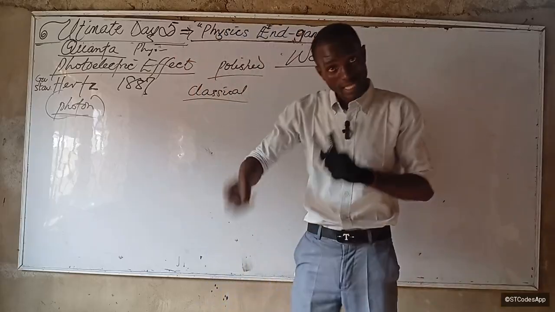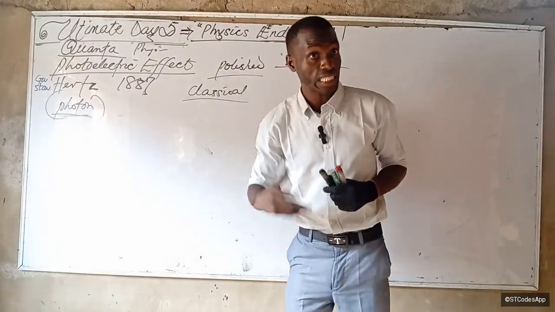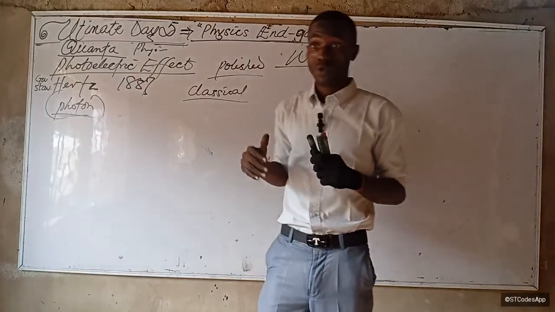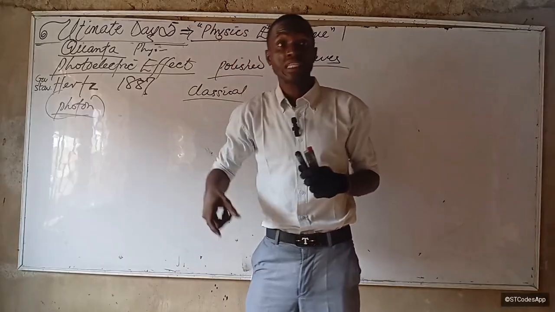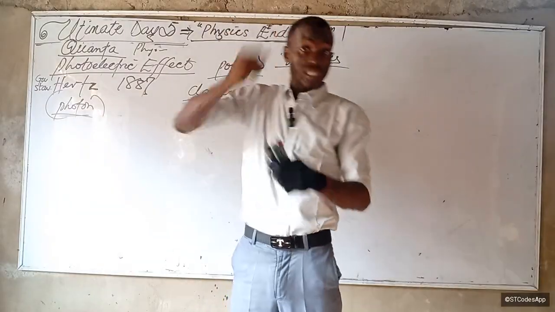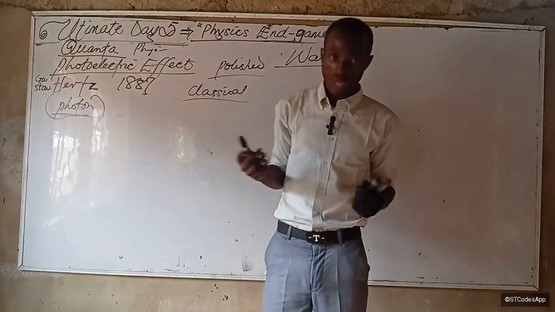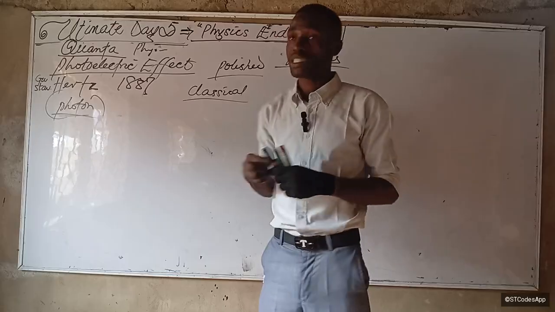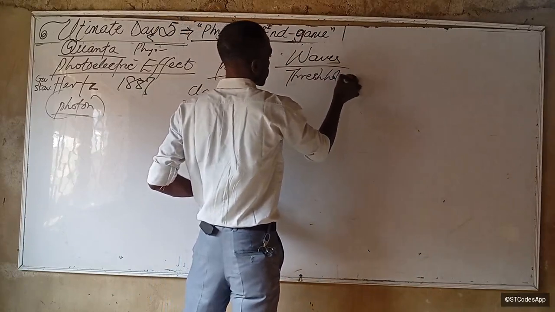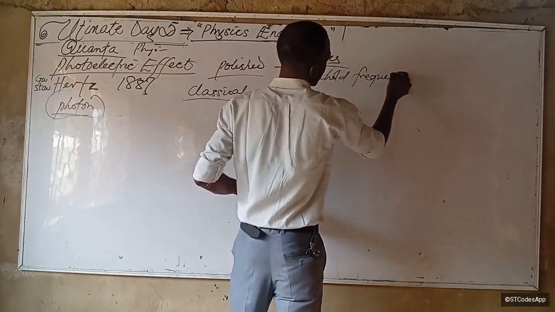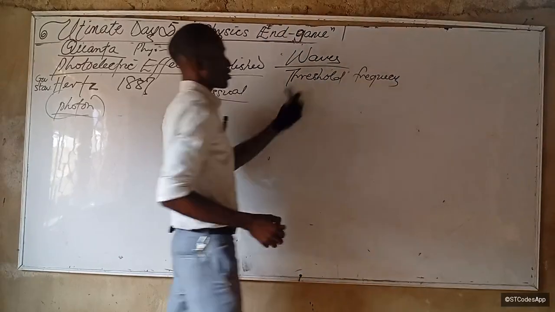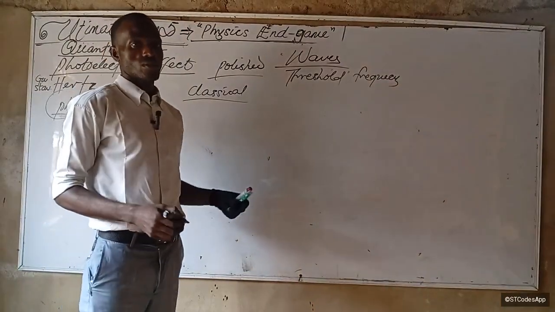Polished metal plates will eject electrons, emit electrons when irradiated, right? Yes. But it was discovered that the frequency of light that was used to irradiate them did not determine how much energy the electrons will gain to escape the metal plate, isn't it? Okay, but what they discovered was that there was a particular frequency known as the threshold frequency. Threshold. This word should be spelled like this, right? Am I correct or wrong?